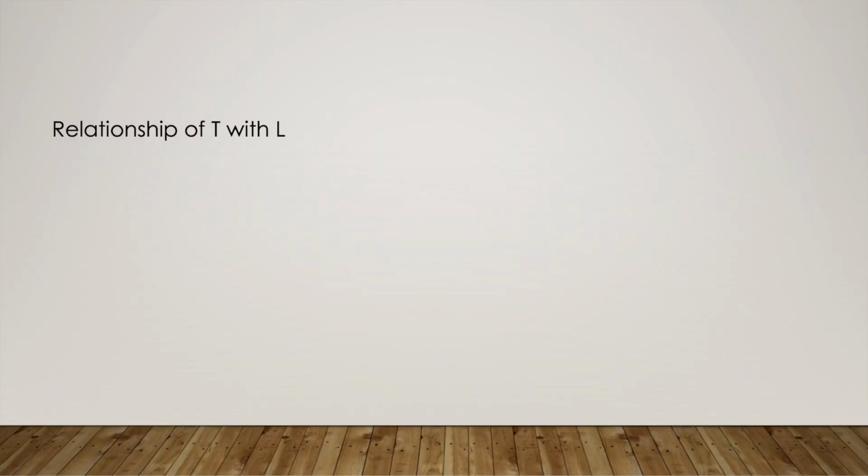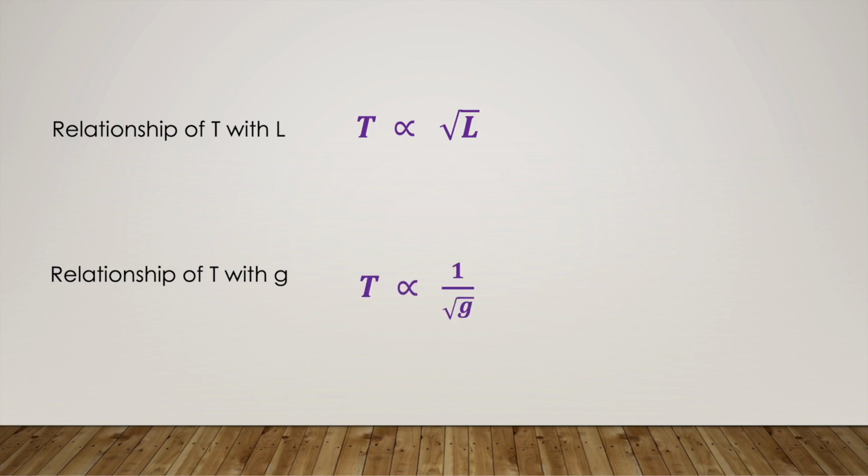Now we have two relationships. The first one is the relationship of the time period T with the effective length L, and that relationship is T is directly proportional to the square root of L. The other relationship is the relationship of the time period T with the acceleration due to gravity g. And this relationship is that T is inversely proportional to the square root of g.